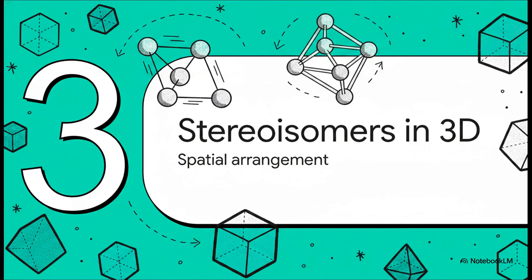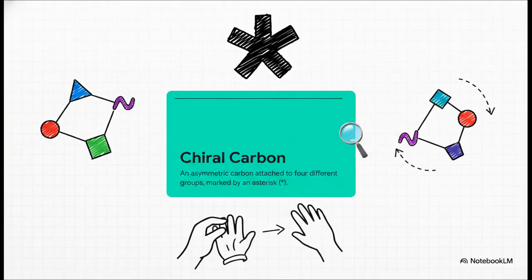All right, let's move to part 3 and see how this builds stereoisomers in 3D space. Up until now, we've really just been looking at flat, 2D connections on a page.